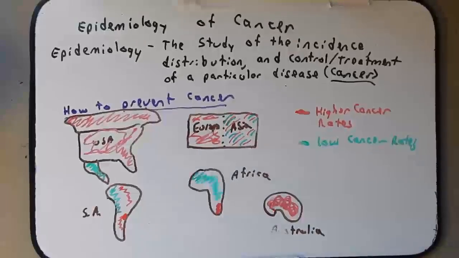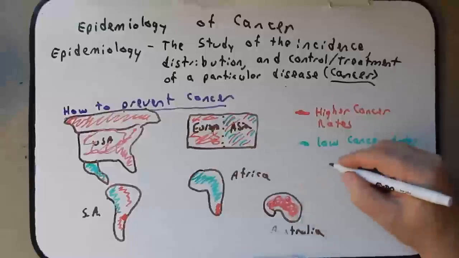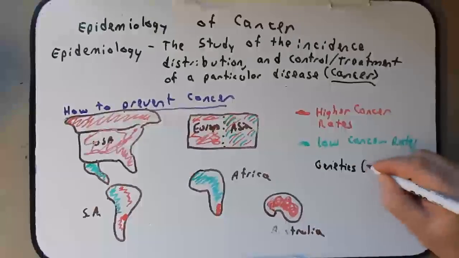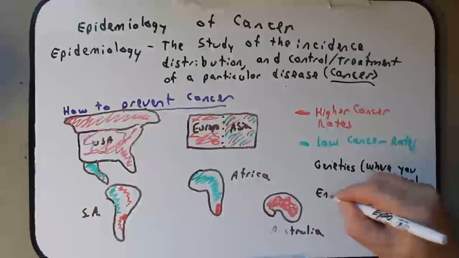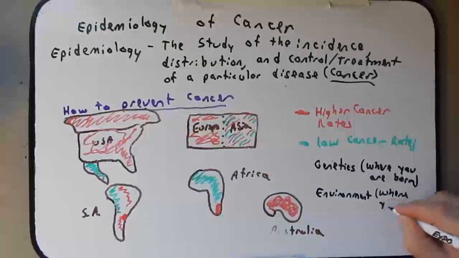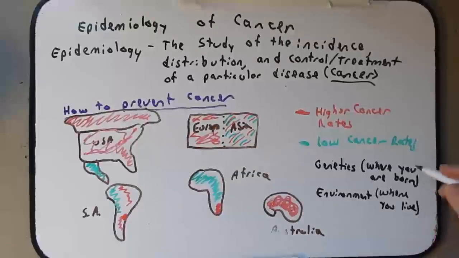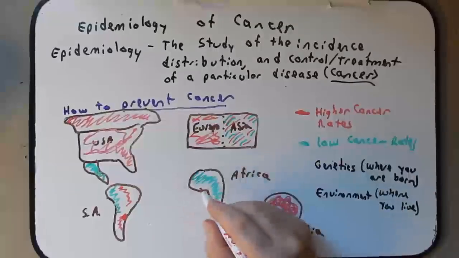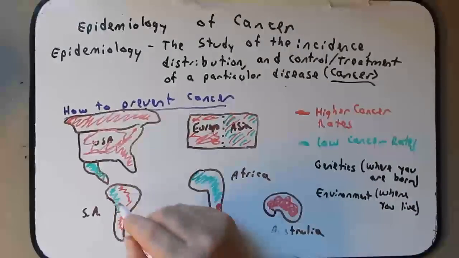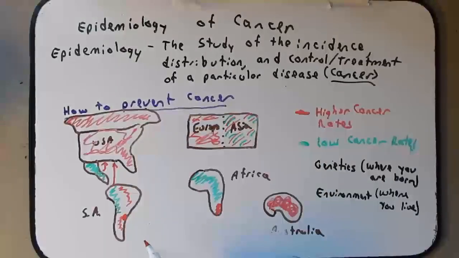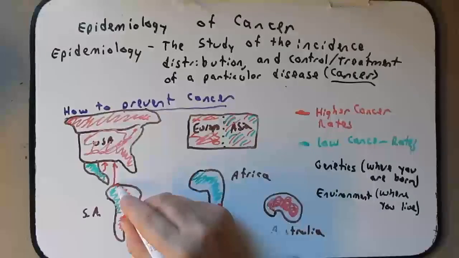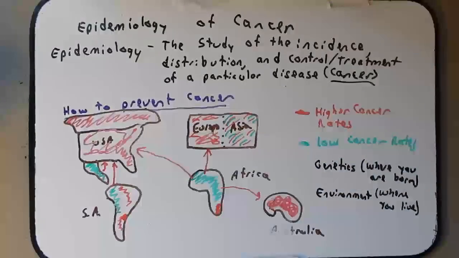incidence of cancer. So the question is, is cancer caused by genetics, or you might say where you are born, or the environment? That is, where you live. Now, if you live in the same place where you're born, it's hard to pull these two apart. But we know that if somebody from Africa, or Mexico, or parts of South America, they move to regions where the incidence of cancer is higher, that they are more likely to get cancer.